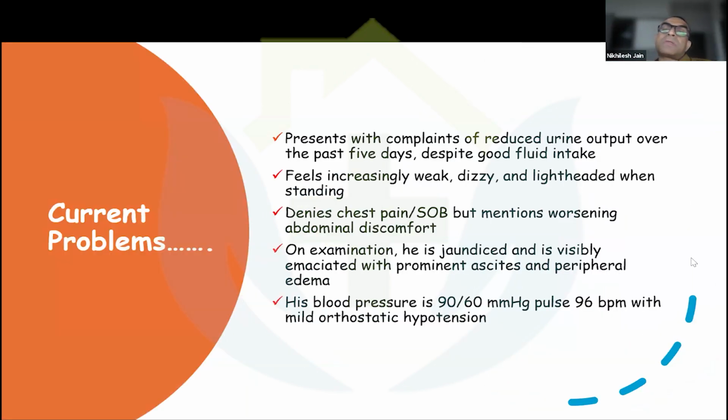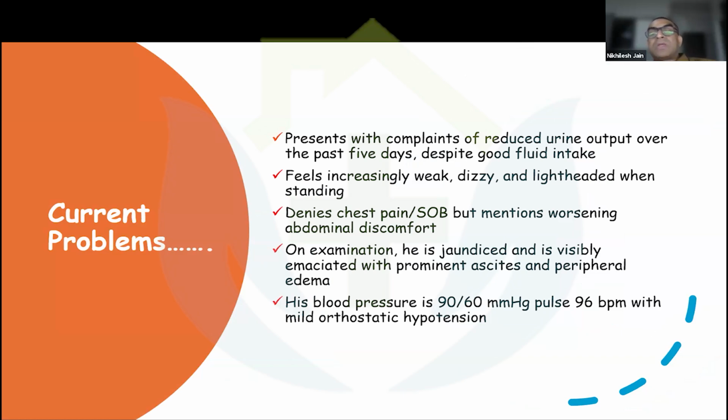Current problems are this guy presents with complaint of decreased urine output over the past 5 days despite good fluid intake. Patient feels increasingly weak, dizzy, and lightheaded when he is standing. Denies history of chest pain or shortness of breath, but does mention worsening of abdominal discomfort. On examination, he is jaundiced and he is visibly emaciated with prominent ascites and peripheral edema.